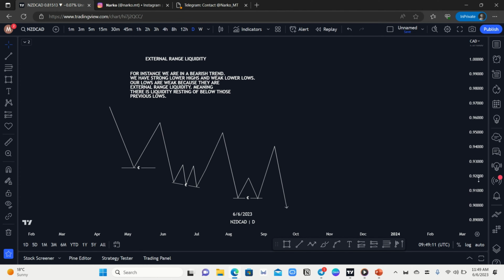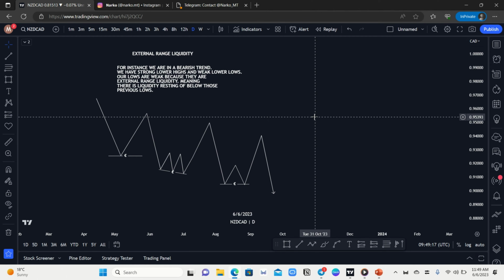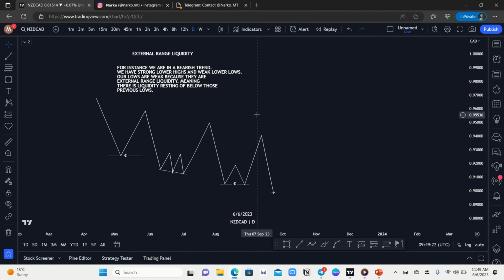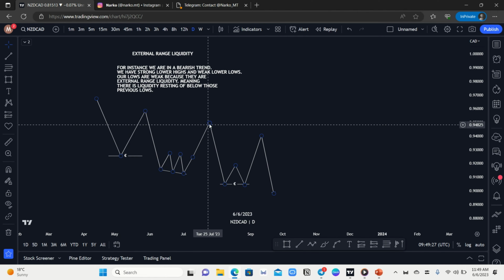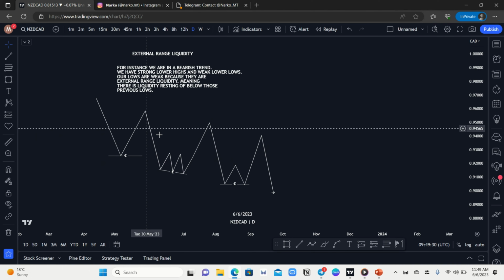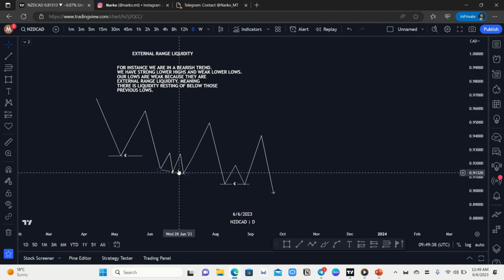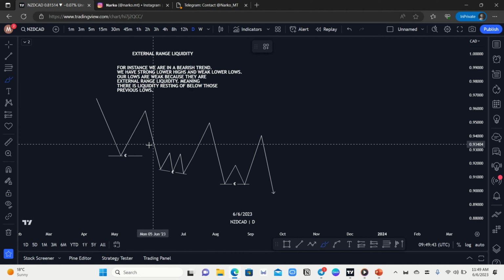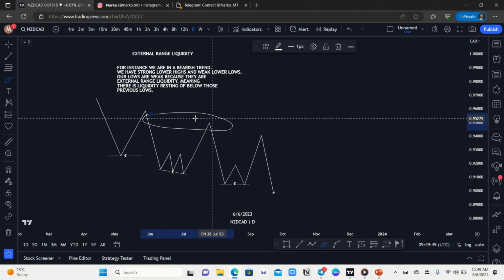Okay, so now going back to the fundamentals of market structure. We know that when we are in a bearish trend, we are breaking our lower lows and respecting our lower highs. Meaning that each and every time we break our lower lows here, we have a sweep of liquidity, and after the sweep of liquidity, price needs to turn back and push to the upside to respect our lower high.